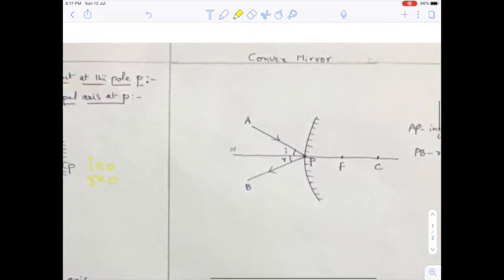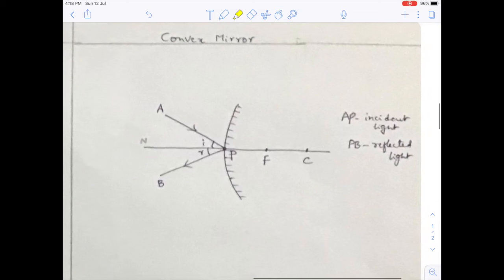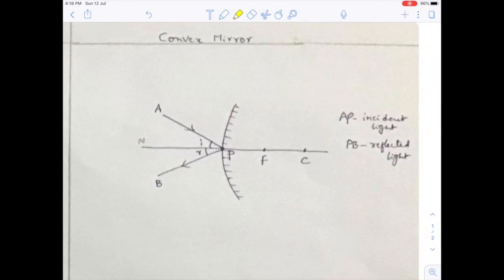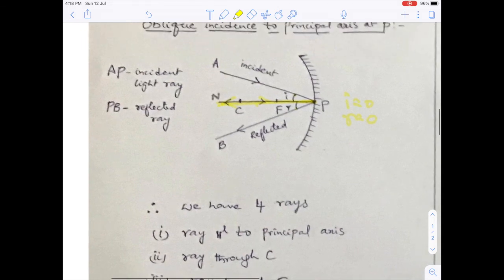Now in the case of the convex mirror, it is simple. We can see the standard notation P, F, C. Then AP is the incident light, oblique incidence at an angle I. Then this forms the normal passing through C, and BP refers to the reflected light which reflects at the same angle. So that is important, reflection at the same angle.